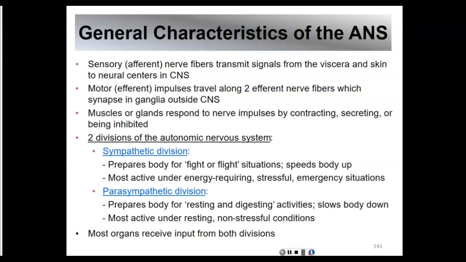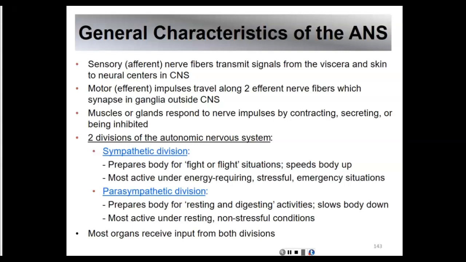The ANS, or autonomic nervous system, is divided into two parts, sympathetic and parasympathetic. Sympathetic is what prepares your body for fight or flight situations. It's going to speed up the body. It's going to dilate your eyes so that more light comes in. It's going to increase your heart rate so you can start running. It's going to increase your breathing, so it's going to open up the bronchial tubes. So anything in a fight or flight situation is sympathetic.